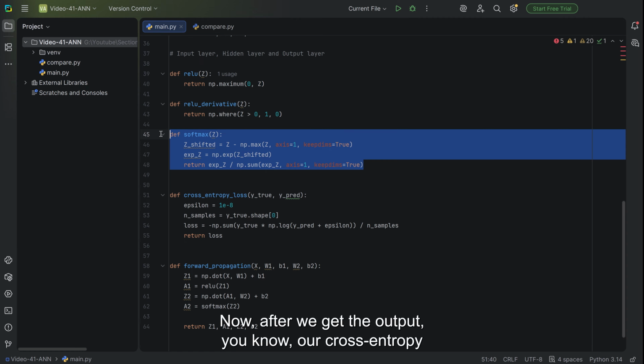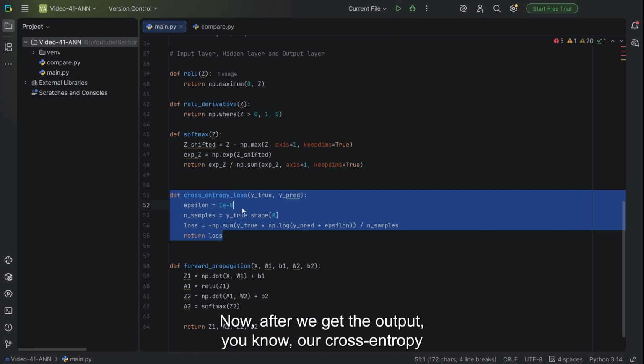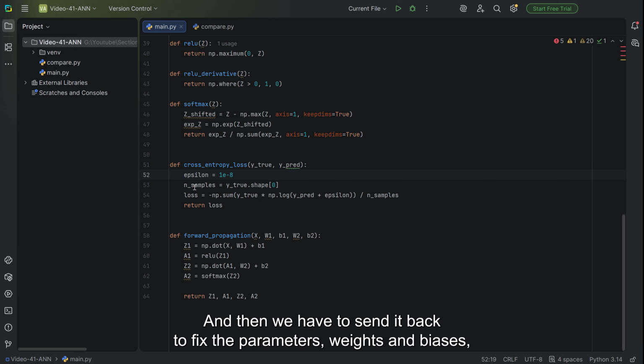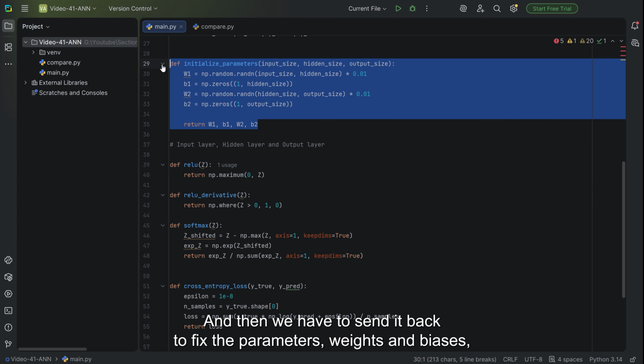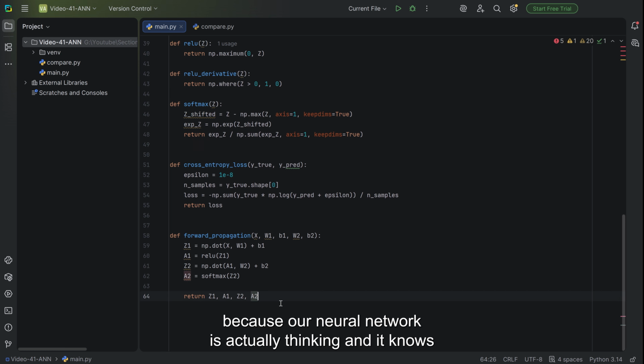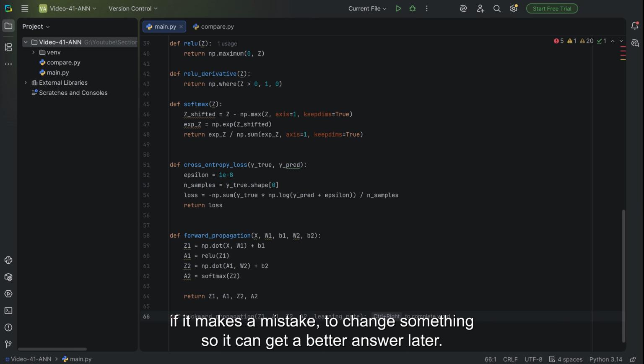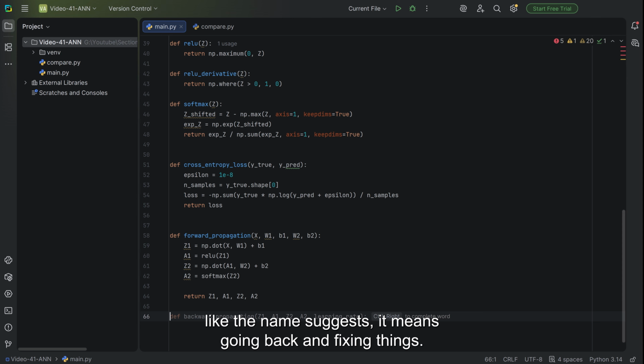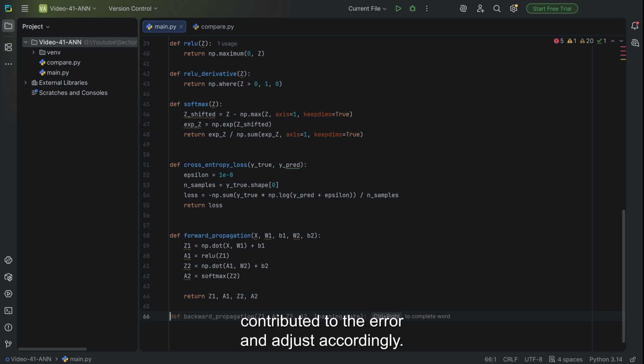Now, after we get the output, our cross-entropy loss checks what our losses were or how wrong we were, and then we have to send it back to fix the parameters, weights, and biases, because our neural network is actually thinking and it knows if it makes a mistake, it needs to change something so you can get a better answer later. So that's why we are going to use backpropagation for it. Like the name suggests, it means going back and fixing things. Backpropagation also calculates how much each weight contributed to the error and adjusts them accordingly.